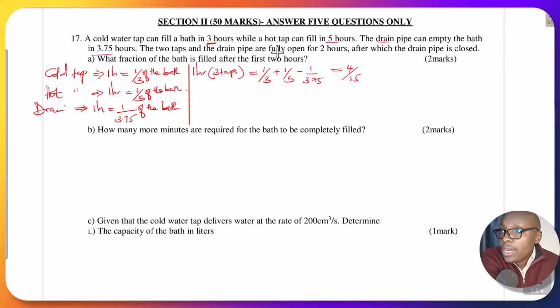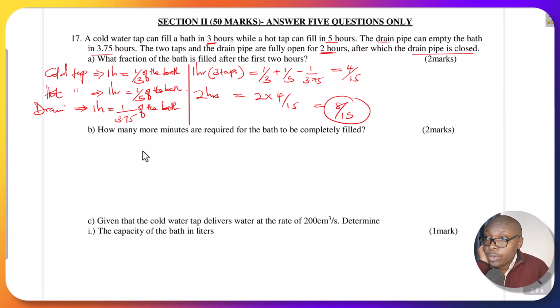Now they were open for 2 hours. So what about for 2 hours? If for 1 hour, the 3 taps can fill 4/15 of the bath, what about in 2 hours? Simply cross multiply, 2 times 4 divided by 15, and this will give 8 divided by 15.